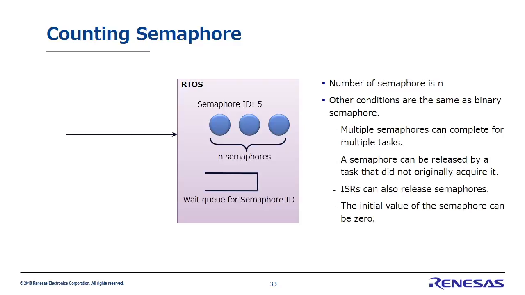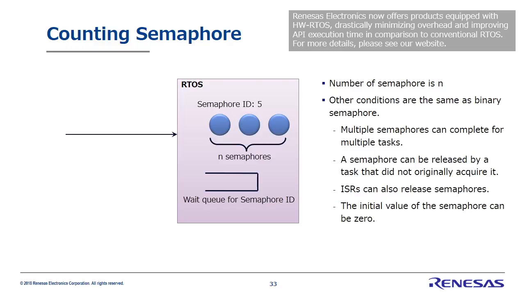Usually, semaphores are designated as counting semaphores. They offer resources for numbering and counting. Let's look at operations when an API connected to semaphores is invoked. In this example, the semaphore ID is 5 and the number of semaphores is 3. Let's start with the semaphores being unassigned to any task. A given task requests a semaphore using the Acquire Semaphore API.